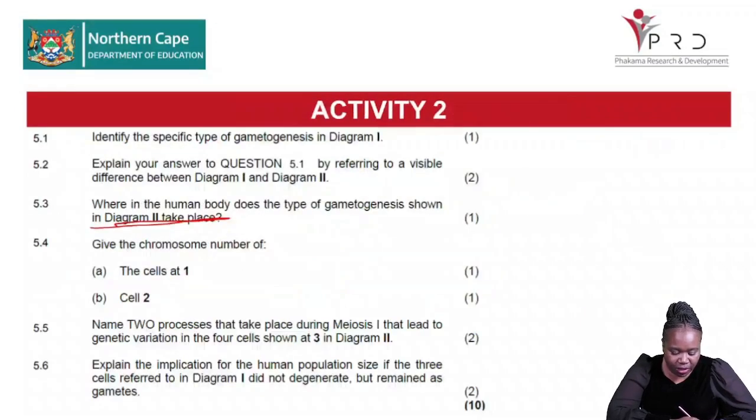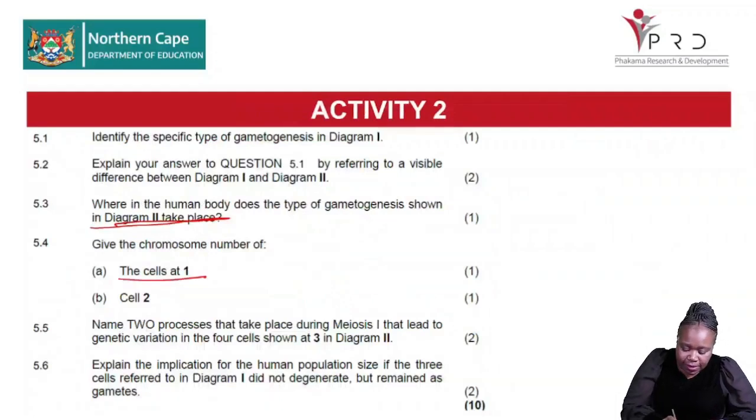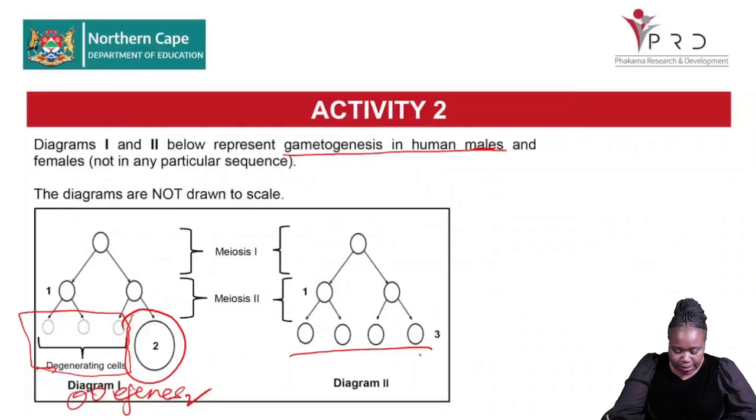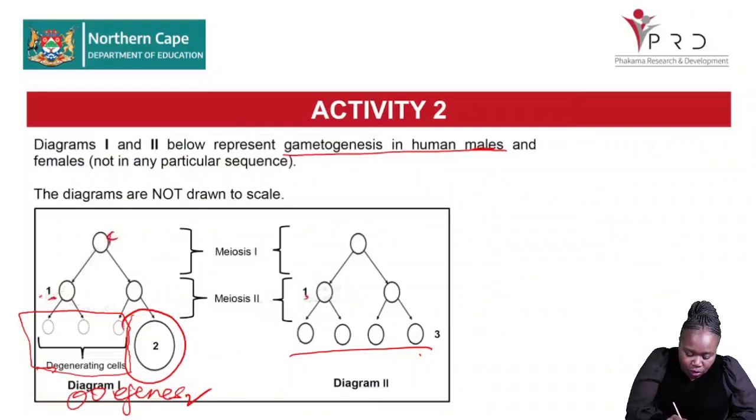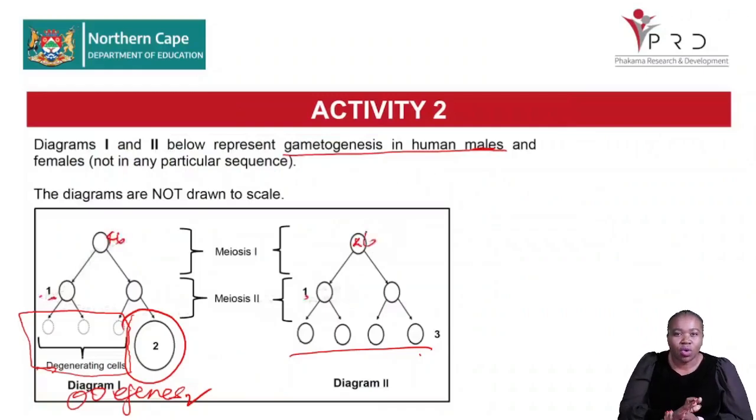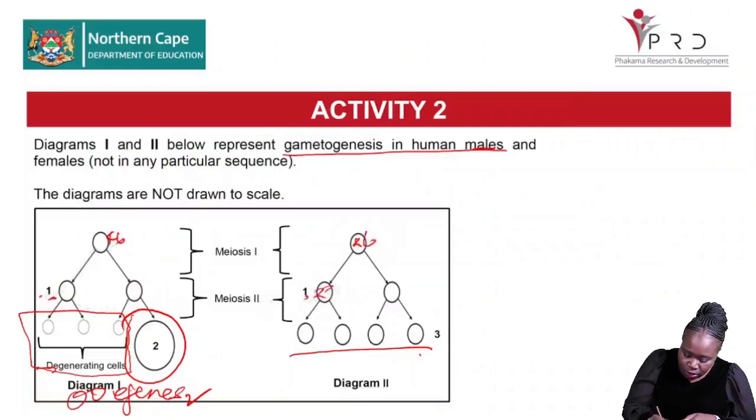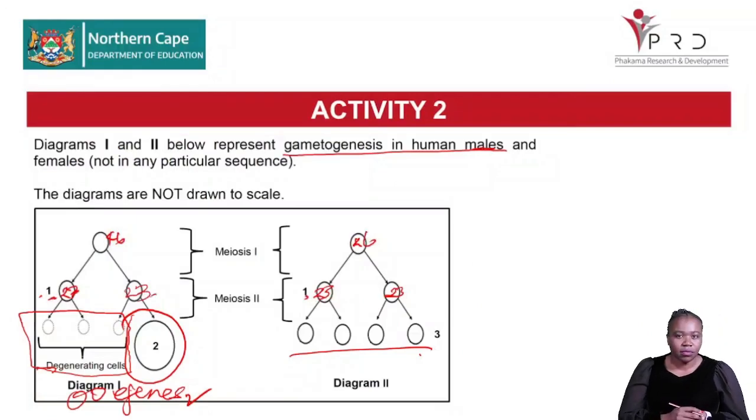Okay, 5.4, give the chromosome number of the cell at 1 and the cell at 2. Let's go back. The cell at 1 is here or here, which is the same. This is at the end of meiosis 1, right? Remember you started off with 46 chromosomes here. At the end of meiosis 1, this is the part where the halving of chromosomes takes place. You're going to have 23, 23, also here 23, 23, right?